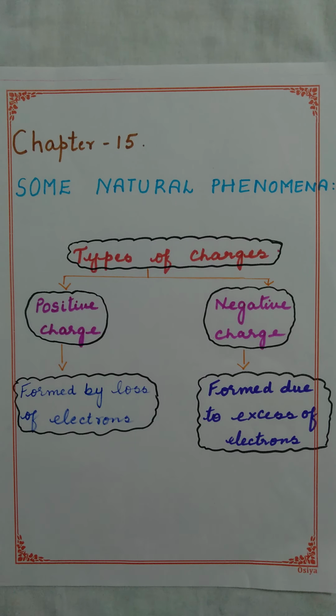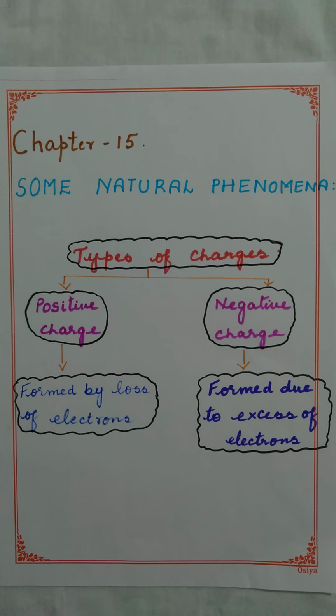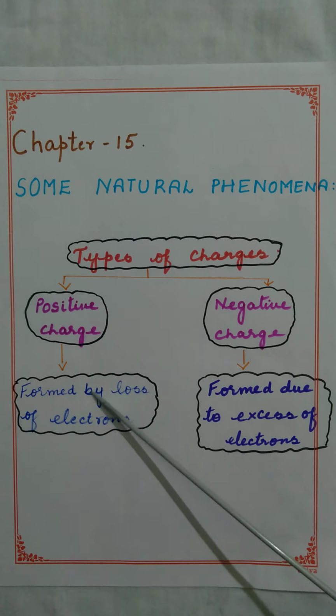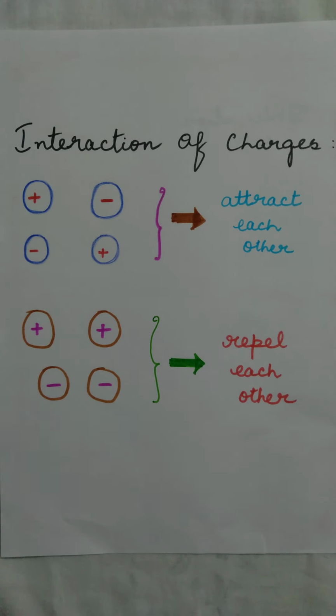In the beginning of the lesson, let us study about types of charges. Mainly, there are two types of charges, and those are positive charge and negative charge. This positive charge is formed by loss of electrons, whereas negative charge is formed due to excess of electrons. In the next topic, we will learn how these positive and negative charges interact. That is in the topic interaction of charges.